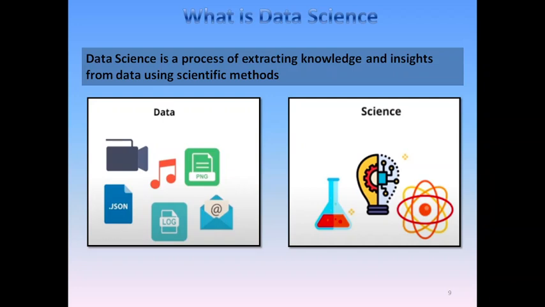Generally, data science contains two components. The first one is data and the second one is science. Data can be JSON, logs, email, PNG, and video files. And with the help of a scientific method, we get insight from the data and make it useful for decision making.